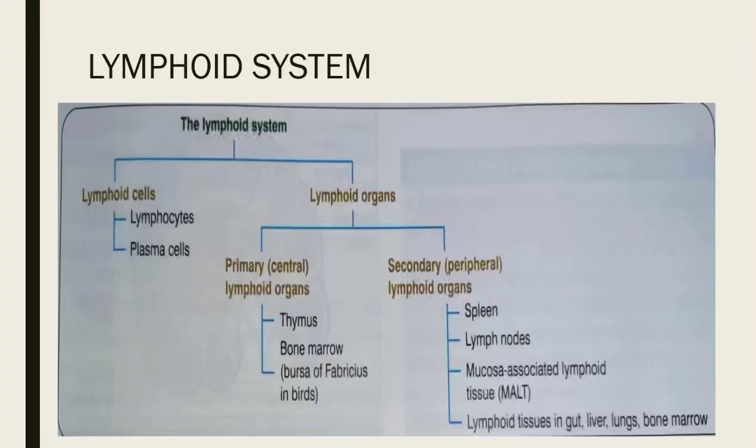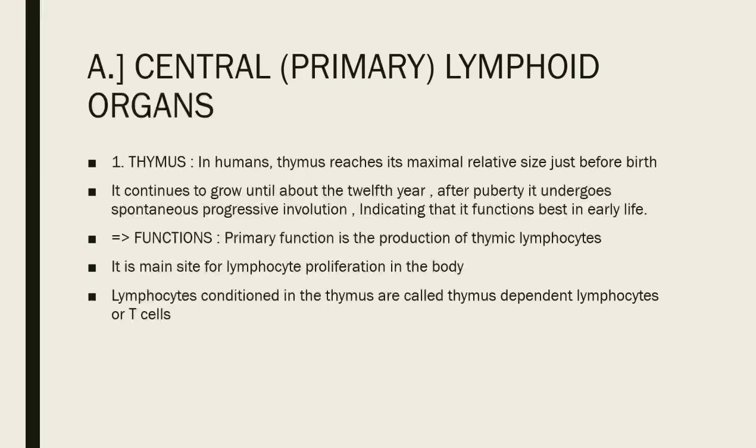So primary lymphoid organs contain thymus, bone marrow and bursa of Fabricius in birds, and the secondary lymphoid organs contain spleen, lymph nodes, mucosa associated lymphoid tissues, which can be known as MALT in short form, and lymphoid tissue in gut, liver, lungs and in bone marrow. Okay. Now let us discuss these two types in detail.